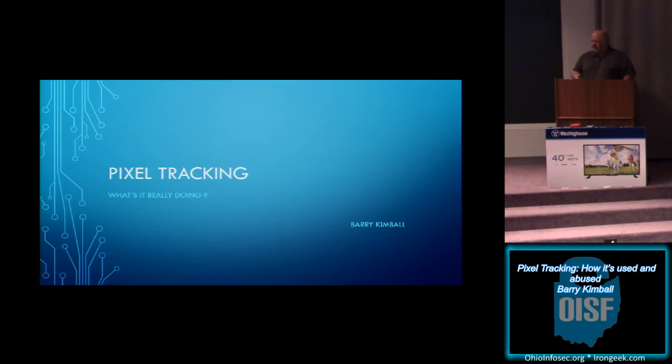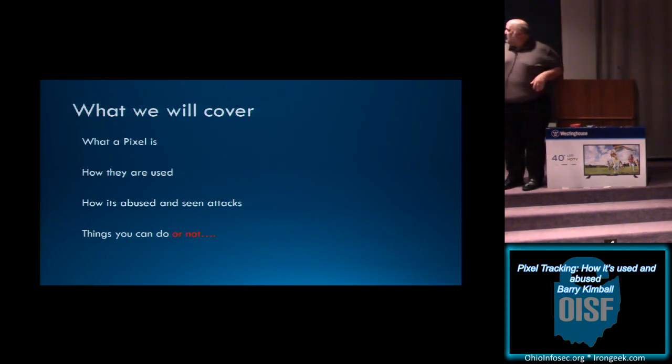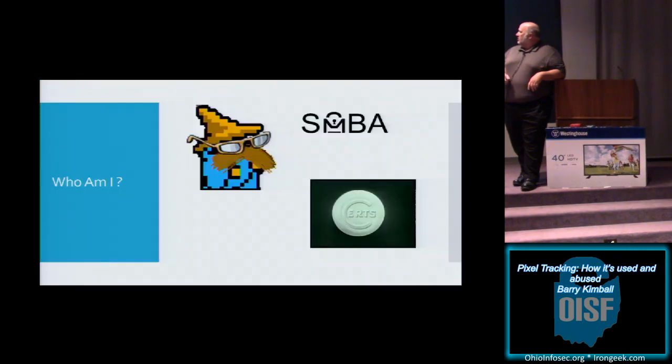So pixel tracking, what we're going to cover. I can't see anything, so I'll step out here a little bit more. We're going to cover what a pixel is, how they've been used, how they've been abused and seen attacks, and then some of the things you can do to help mitigate some of the information that you give to the world caused by them.